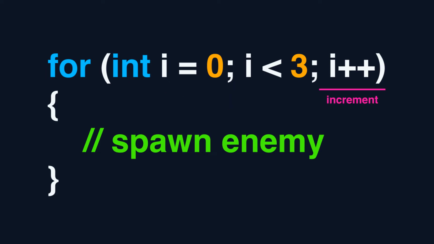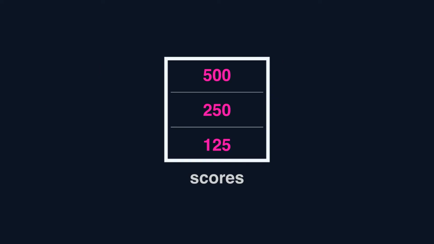And at the end we have the increment section. Here the variable value is incremented by 1 at the end of each loop iteration. So, by incrementing the variable value on each iteration, the value will reach a point where the condition is no longer true and the loop stops. If the value starts at 0 and runs while it's less than 3, it means the loop will run 3 times. We can use a for loop to iterate through an array and perform operations on each of its elements.